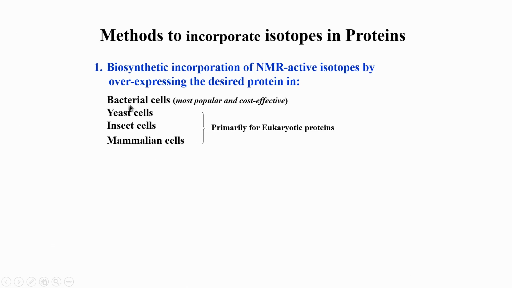So, we will look at bacterial cells in more detail, we will not look at these in more detail. You can refer to this book on isotope labeling which I showed you in the very beginning, where these are covered in that book. So, for this course we will focus mainly on different isotope labeling methods which we can do with bacterial cells.